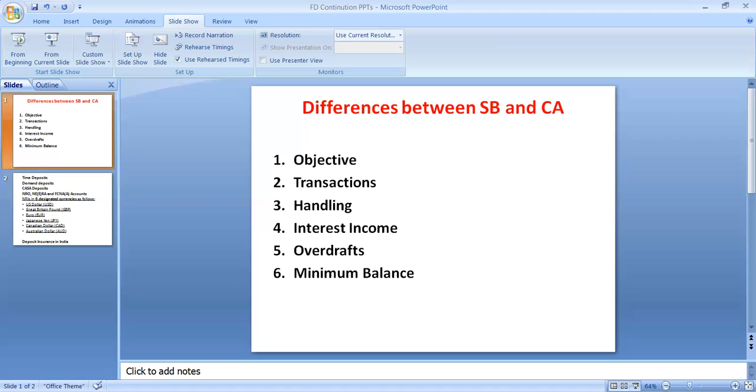However, in current accounts, there are no minimum balance requirements. Current account ಅಲ್ಲಿ ಯಾವುದೇ ರೀತಿಯ minimum balance ಇನ ಪ್ರಶ್ನೆಯೇ ಇಲ್ಲ. So these are the six differences between saving bank account and the current account. So you can note down, you can write some more differences. If you feel that you want to add some more point, definitely.